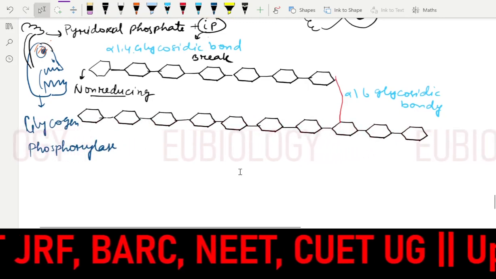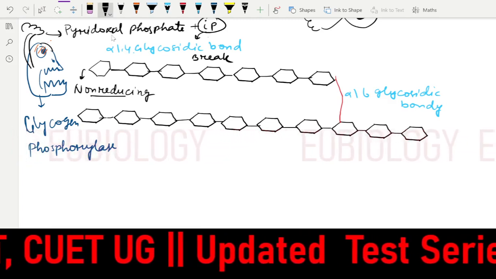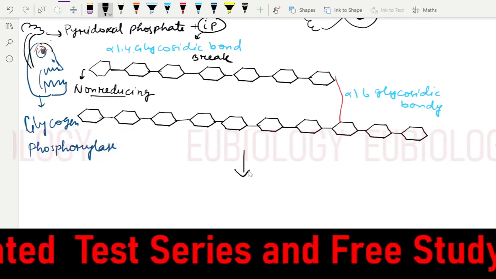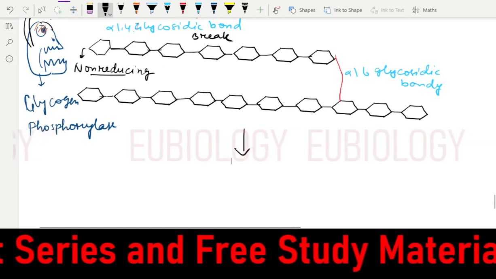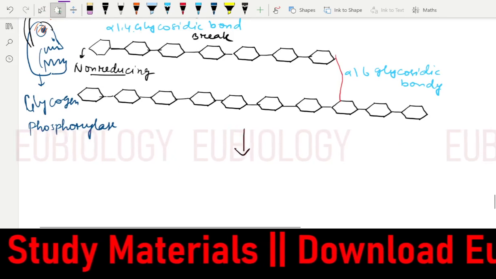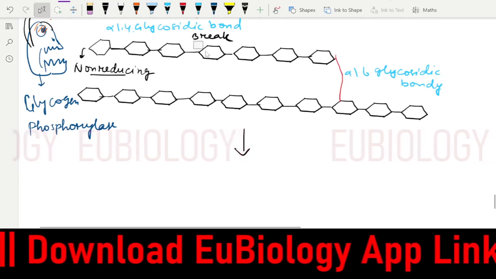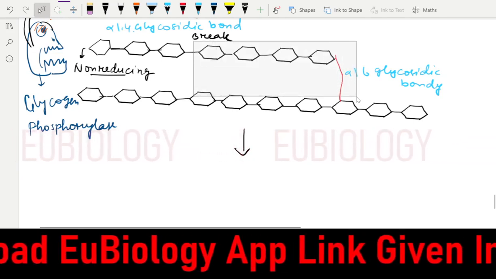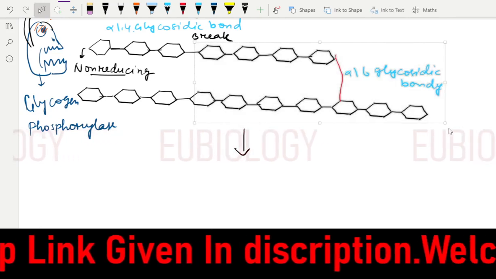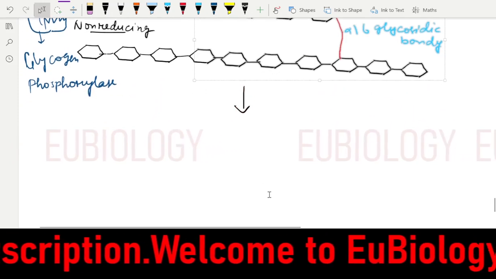You can start breaking anywhere, and you will find that the chains drawn here become shorter. It will become shorter until the fourth residue of the glycosidic bond. Until the fourth residue, it will break here.